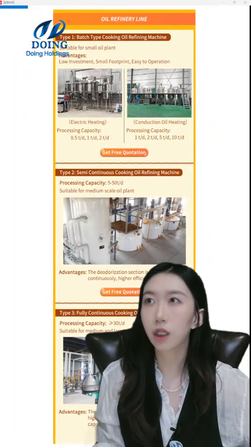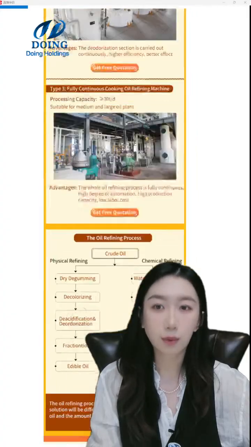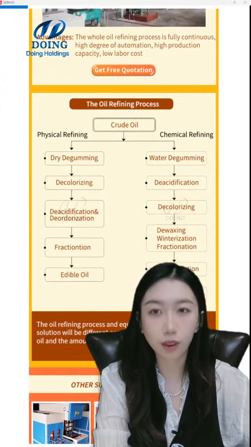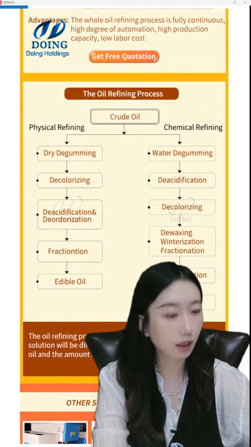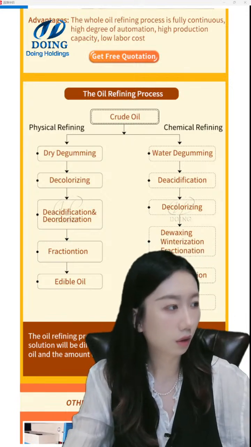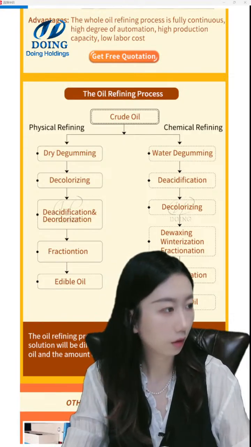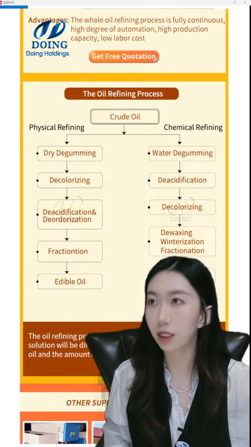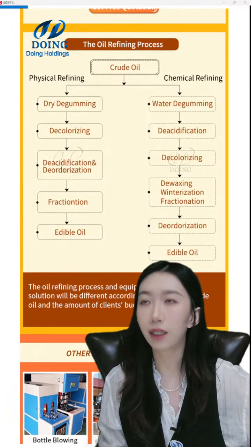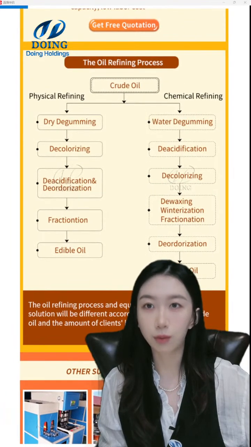As for the third refining production line, if you need, our sales manager can choose it according to your capacity, according to your cost, according to your budget. This is the oil refining process.